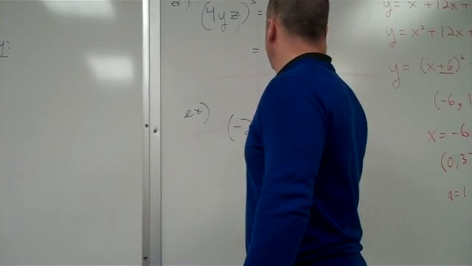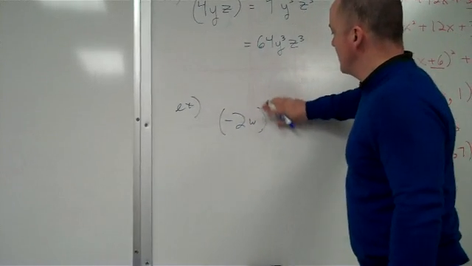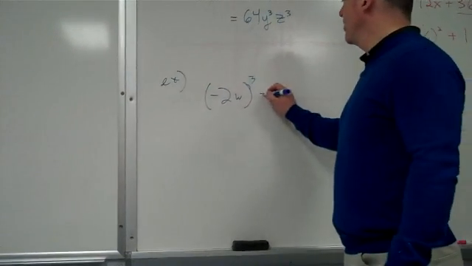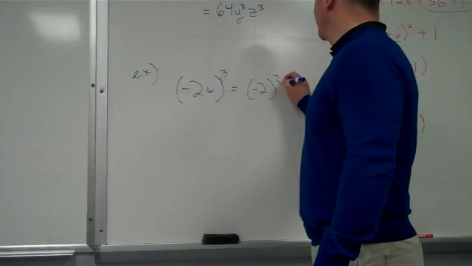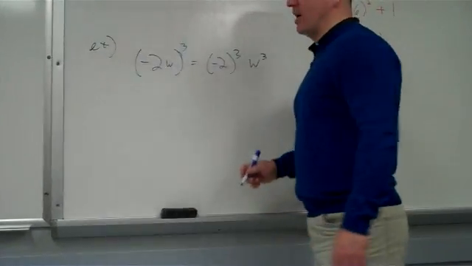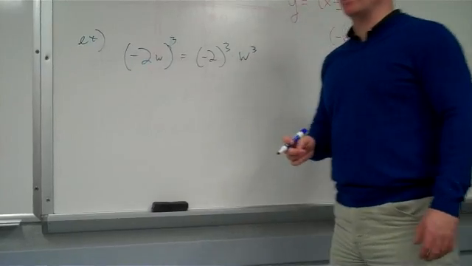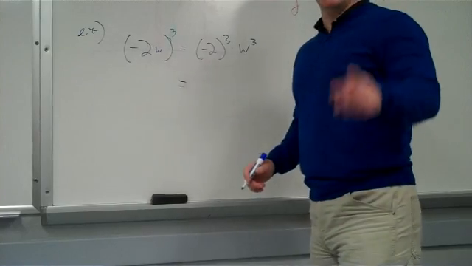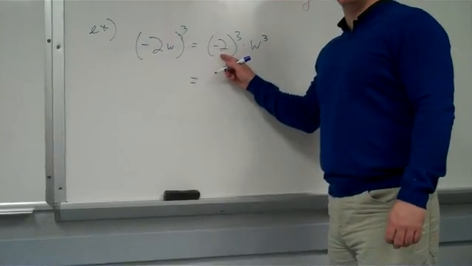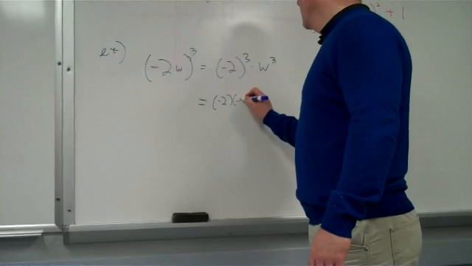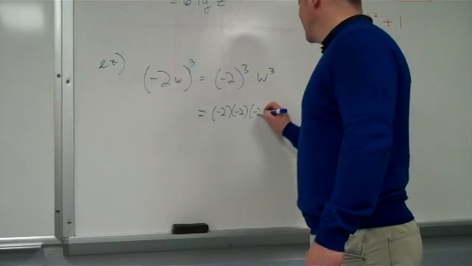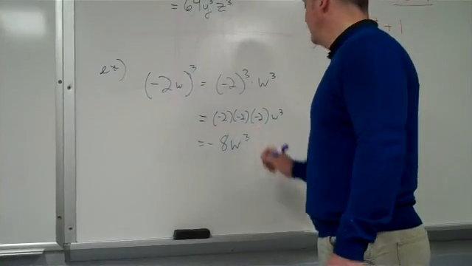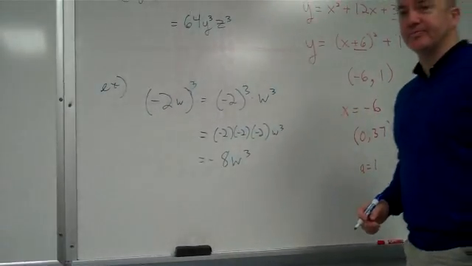Negative 2w to the 3rd power. Change it up a little bit. So now what I have here is negative 2 to the 3rd power times w to the 3rd power. Negative 2 to the 3rd power is one I'd expect you to know. Negative 8, very good. It's negative 2 times negative 2, which is positive 4, times negative 2 again, which means this is negative 8 w to the 3rd power.